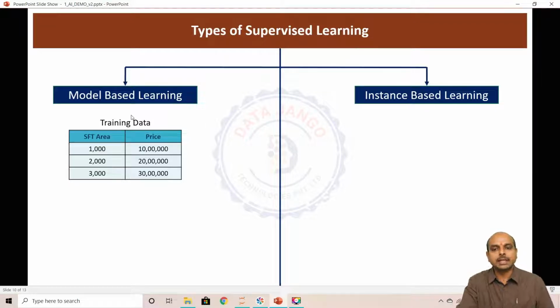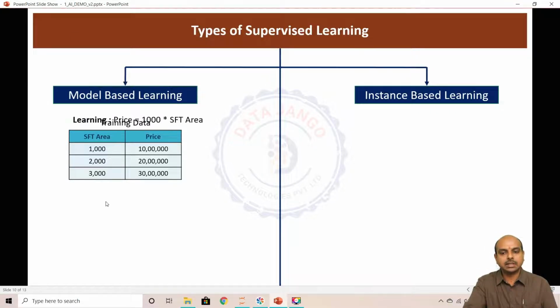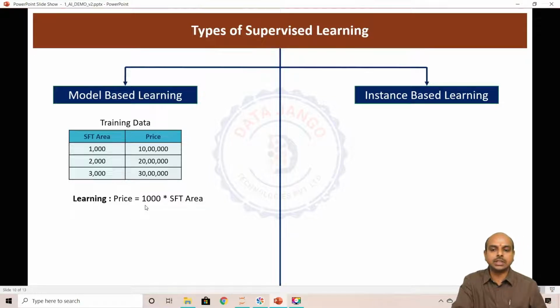In model-based learning, it takes a data set. Let us think that the training set is: SFT area is 1,000 and price is 1 million, SFT area is 2,000 and the price is 2 million, and SFT area is 3,000 and price is 3 million. It will use the target variable to understand the pattern. Here, if you look at this, the pattern is price is equal to 1,000 into SFT area. The 1,000 is what the machine learning algorithm found: how much the input variable should be multiplied to generate the output variable.